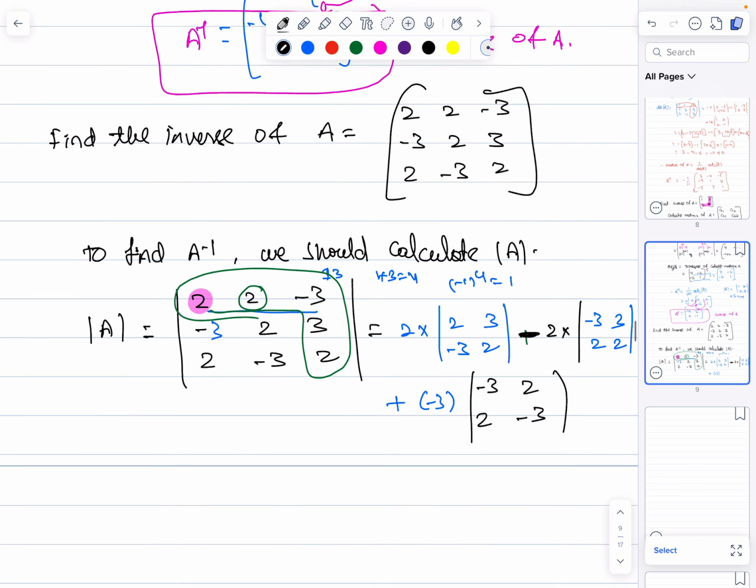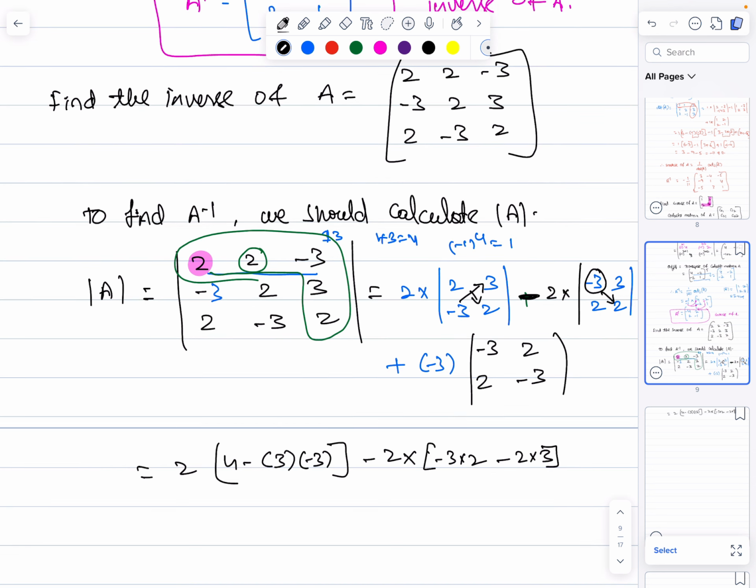You simplify this. This is 2 times the determinant is 4 minus of 3 into minus 3, minus 2 times, because whenever you are moving upward that is minus. So, minus 2 times minus 3 into 2 minus 2 into 3. This minus is because of this one. There is a minus sign over there that is appearing in front of minus 3. Minus 3 times. So, minus into minus 3 into minus 3 minus 2 into 2.